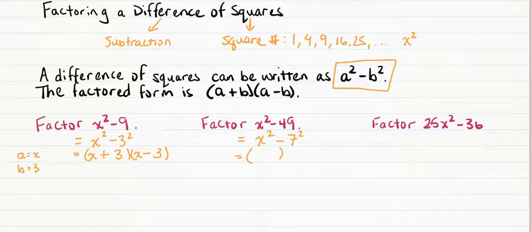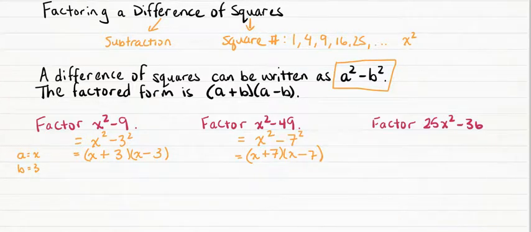So the x will go at the front of each binomial and the 7 goes at the end of each binomial. And one binomial has a plus sign and one has a minus sign. It doesn't matter if the plus sign comes first or the minus sign comes first, as long as you have those two factors at the end in your factored form.